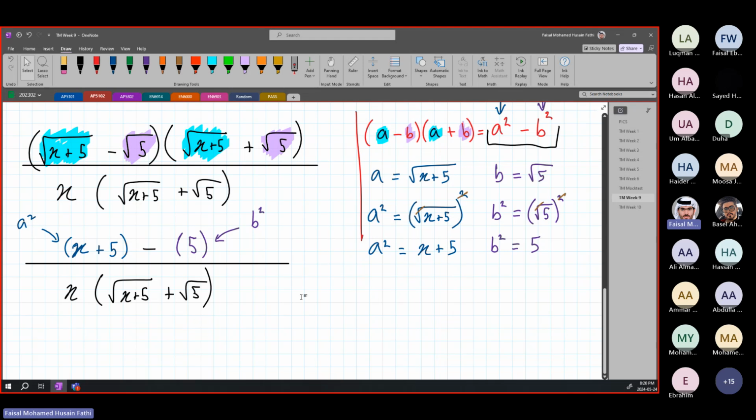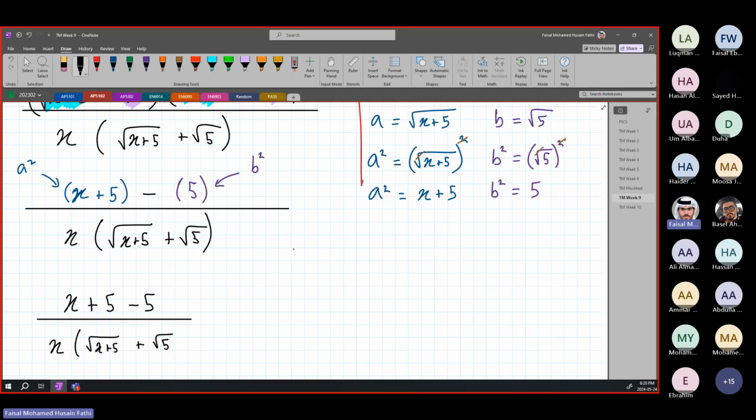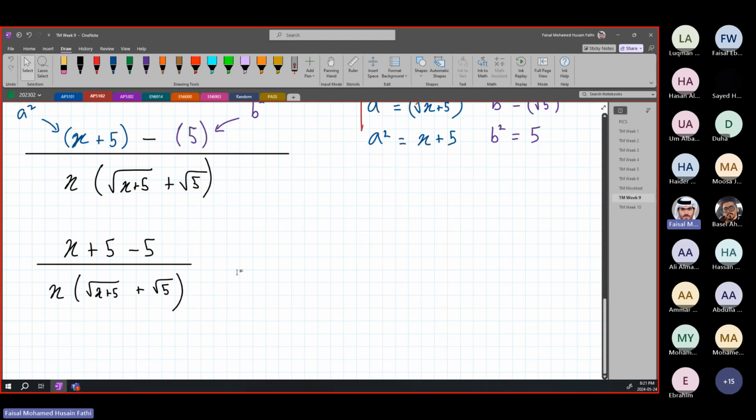Okay? Now if you notice the top part, if we want to just open the brackets, we will have x plus 5 minus 5 divided by x into square root of x plus 5 plus the square root of 5. Okay? 5 minus 5 becomes 0. So this part is going to be 0. Right or not? 5 minus 5 is equal to 0.